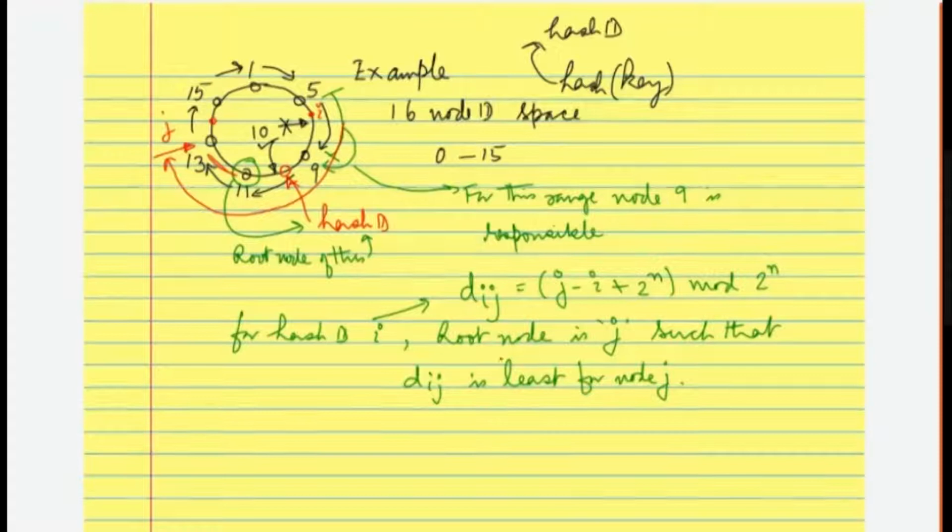So for a hash ID I, the root node will be any node whose node ID is j such that dij is the least. So you have to choose j such that dij is minimum for a given hash ID. That node j will be the root node. That will be the definition.